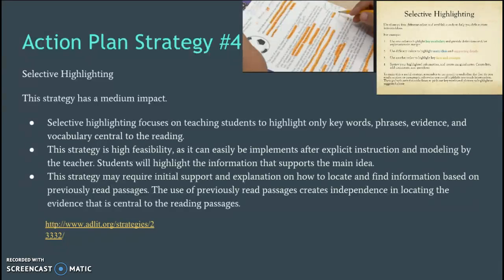Our final strategy is selective highlighting. This strategy has a medium impact. Selective highlighting focuses on teaching students to highlight only keywords, phrases, evidence, and vocabulary central to the reading. This strategy is of high feasibility as it can easily be implemented after explicit instruction and modeling by the teacher. Students will highlight the information that supports the main idea. This strategy may require initial support and explanation on how to locate and find information based on previously read passages. The use of previously read passages creates independence in locating the evidence that is central to the reading passages.